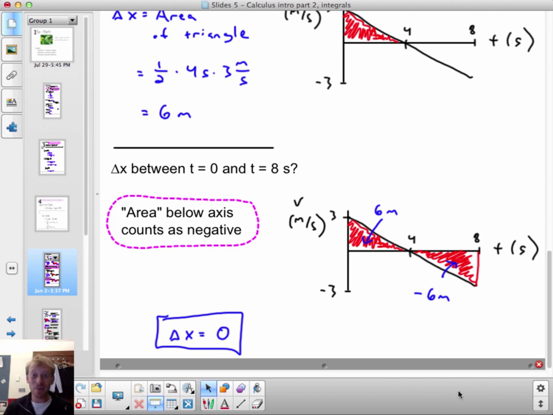I'll try and act out this motion with this as the positive direction. Something has an initially large positive velocity, then slows down, and then has a speeding up negative velocity and returns to where it started. It has 0 displacement.